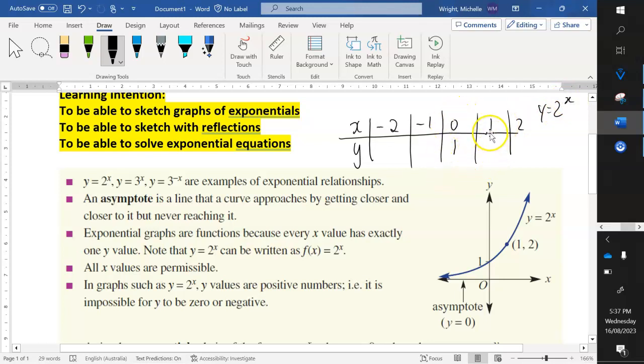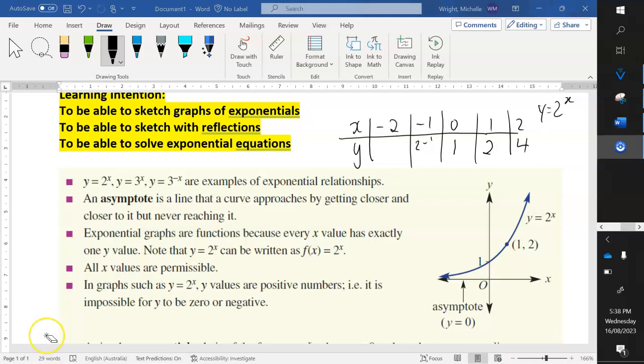If I put 1 in there, I get 2 to the 1, which is 2. And if I put 2 in there, I get 2 to the 2, which is 4. So we can see that our numbers are getting larger and our graph is getting larger. But something different happens when I pop a negative in there. When I pop a minus 1 into that power, I get 2 to the minus 1, which is going to be equal to what? Pop it in your calculator, which is actually equal to a half.